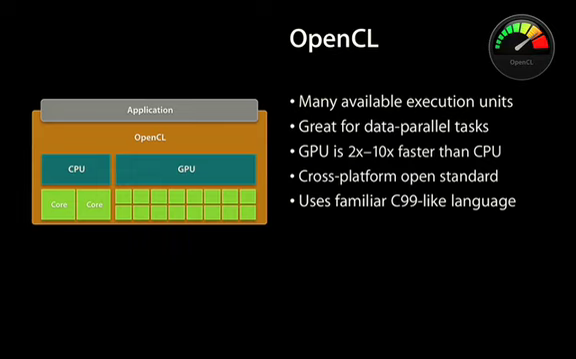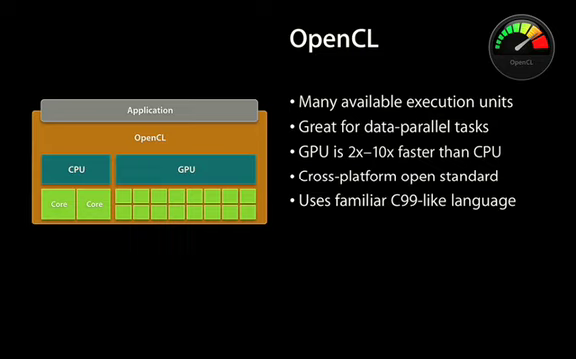With OpenCL, you get to program in a familiar C99-like language that's cross-platform and an open standard. By targeting the GPU, you can get huge performance increases by having lots of parallelism. And these GPUs are great at executing a specific kind of task, and that's a data parallel task. What I mean by data parallel is that you have the same block of code that you want to run over and over again on different segments of data. Your GPU is great at executing that.